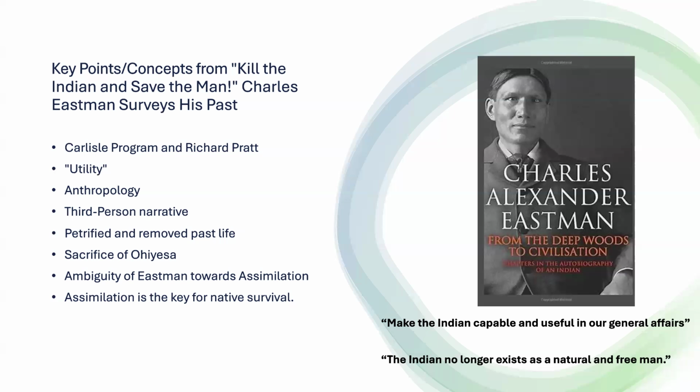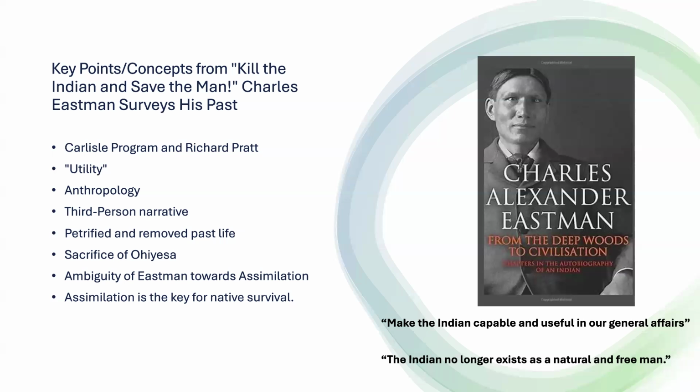Charles and Elaine Eastman actively sacrifice Oyesa and distance themselves from him while also patronizing Oyesa's little world throughout the text. To first understand Elaine Eastman and her influence on Charles Eastman, I want to define quickly what the Carlisle program is and who Richard Henry Pratt is. Richard Henry Pratt was the person over the entire Carlisle program, and he's known as the father of Indian schooling in America and Indian acculturation.